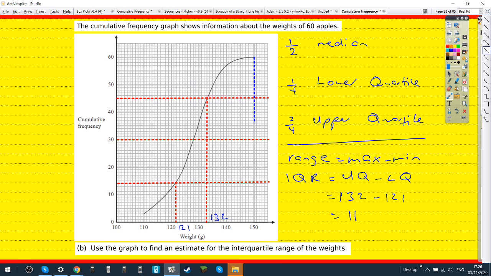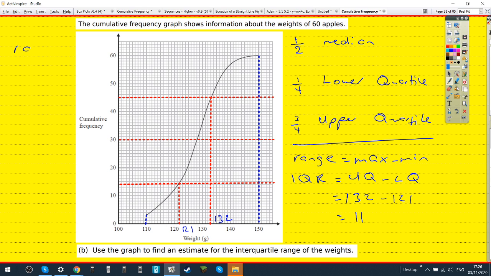When they asked for the range, that was easy enough. We would just go to the end. We'd say the heaviest apple was 150 grams. The lightest apple was 110. And so the range is the max minus the min. It's 150, take away 110. And so it is 40.